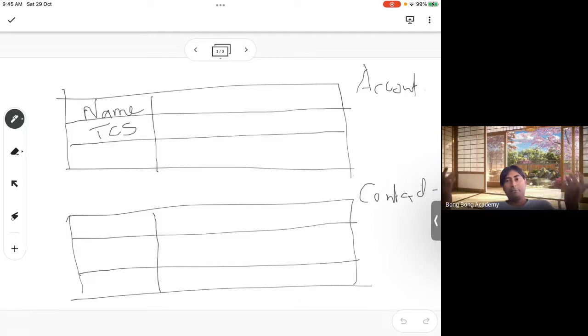If I get other information, well and good. If I don't get other information, can't help it. But for storing my customers, the bare minimum detail is the name of the company. That's it. Okay.